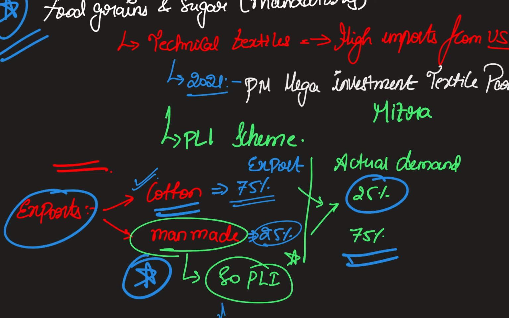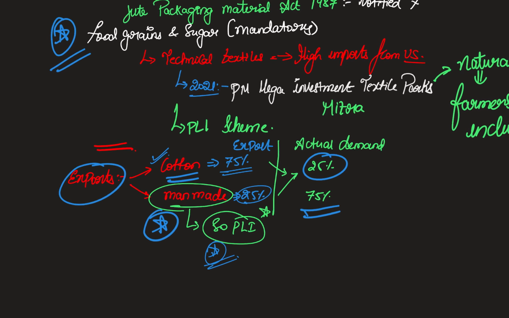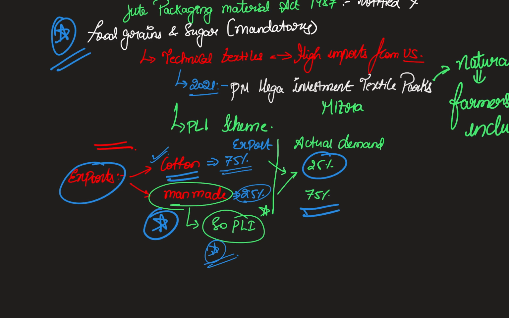Therefore, the government decided that we have to move towards a production linked incentive scheme for man made fibers. What do you mean by man made fibers? Synthetic fibers like nylon, polyester, etc. Hence, this PLI scheme to incentivize these companies.